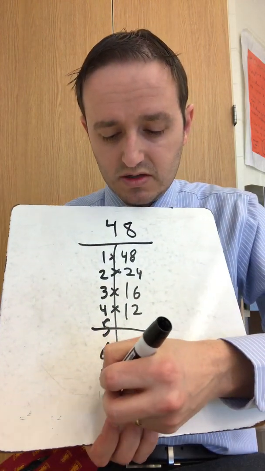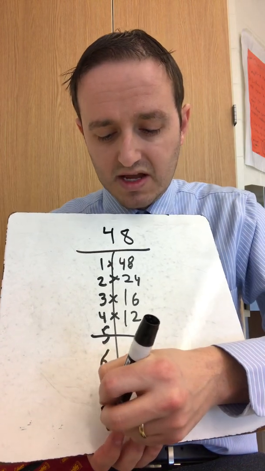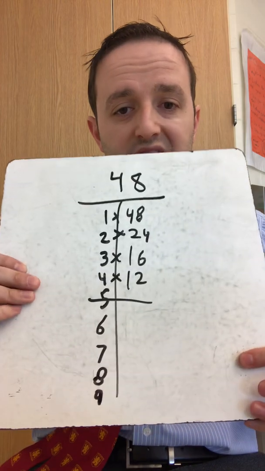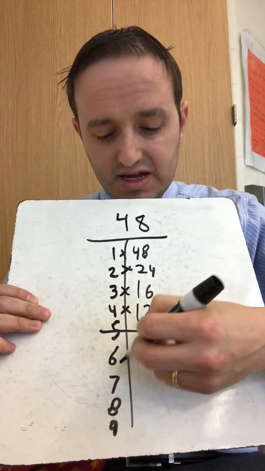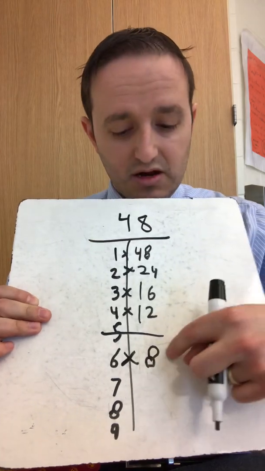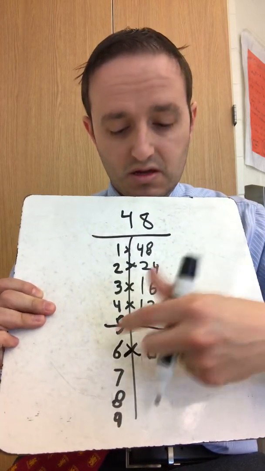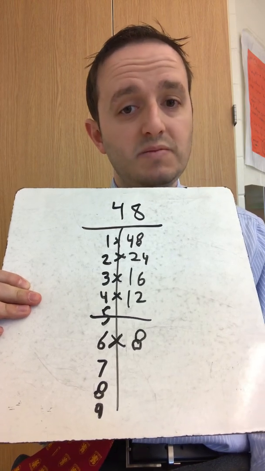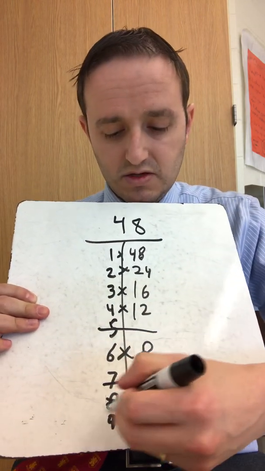Okay? So let's keep writing some more numbers until we either hit a double or we repeat on this side, which we have not done yet. Okay? 6. I know my math facts, so 6 times 8 is 48. Oh, I have an 8 here, so I know that I'm going to stop at 8. 7. 7 does not go into 48 because I know 7 times 7 is 49. So these are all done.